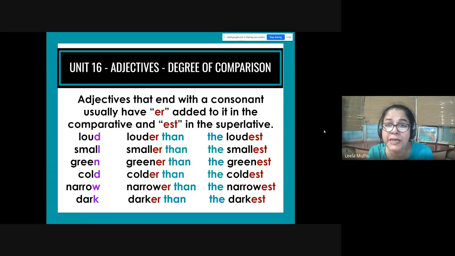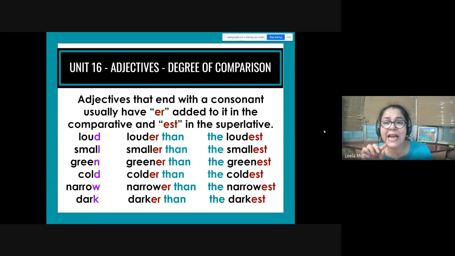So loud becomes louder, and obviously you know that when you are changing from the positive to the comparative and you're comparing two nouns, you will use louder than. The music is loud, okay? This music is louder than when they played it yesterday, okay? And the loudest, this is the loudest I have ever heard the music, the volume I've ever heard the music being played, the loudest.